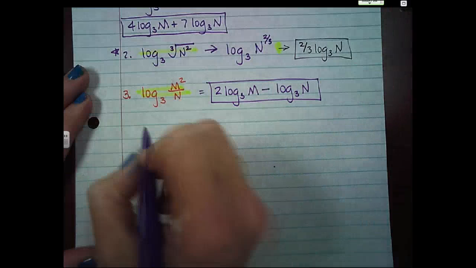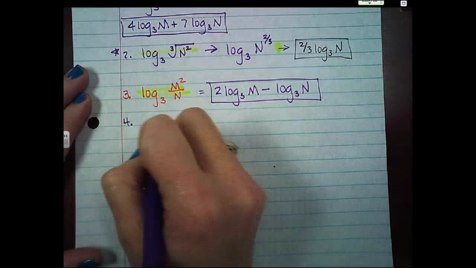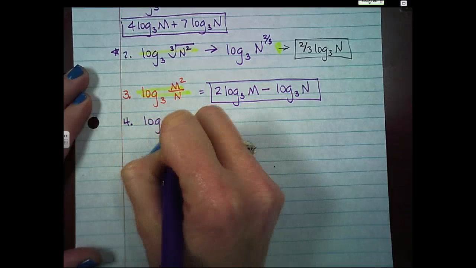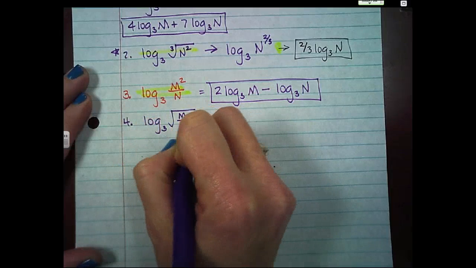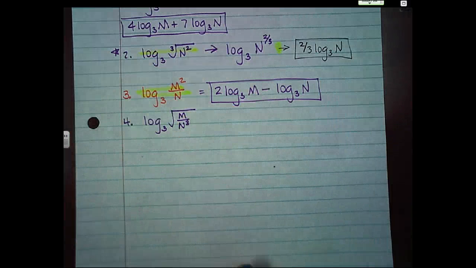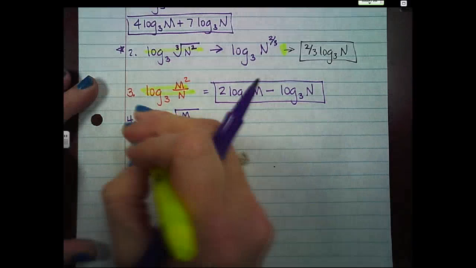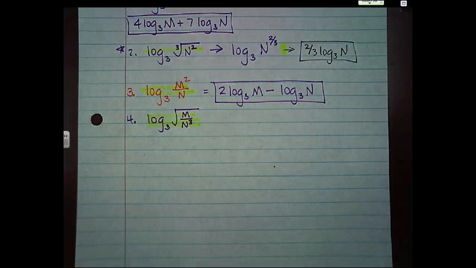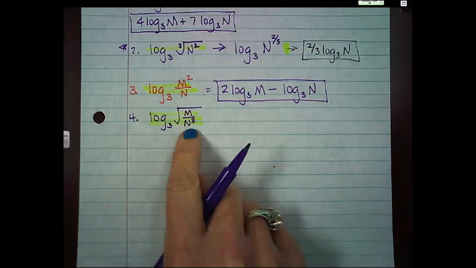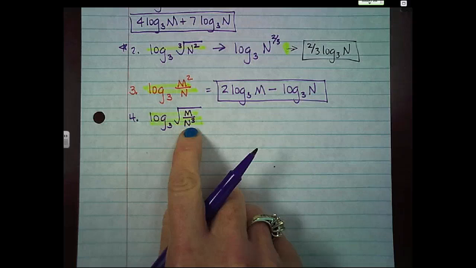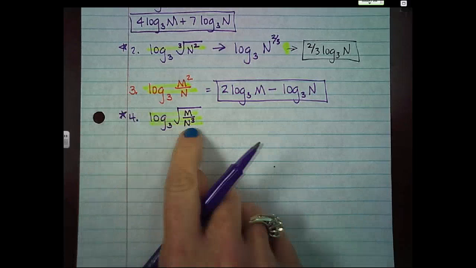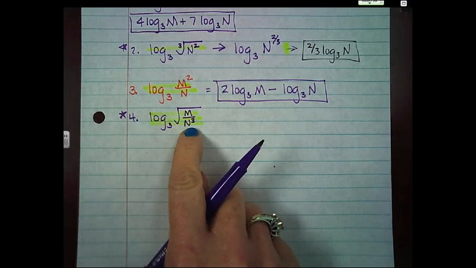Okay, number 4. Log base 3 of the square root of m over n cubed. Now let's look at this. It's division, which means the property is subtraction. But with this radical here, it kind of messes things up. Just like in problem 2, if you have a radical and we don't know what to do with it, to clean it up, let's put it in exponential form so that the exponents can go in front.